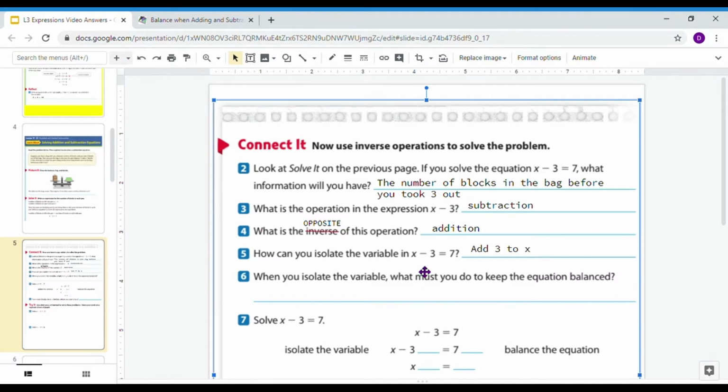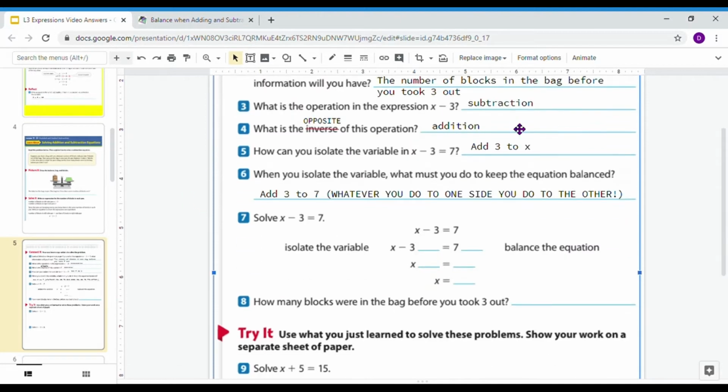And if I add 3 to X on my one side, you must keep your equation balanced. So in order to keep our equation balanced, whatever I do to one side, I must do to the other side of my equal sign. So if I'm going to add 3 on one side, I must add 3 to the other side. So I need to add 3 to 7 to keep my equation balanced. And if you notice, I wrote in all capital letters, whatever you do to one side, you do to the other. That is the key when solving equations.